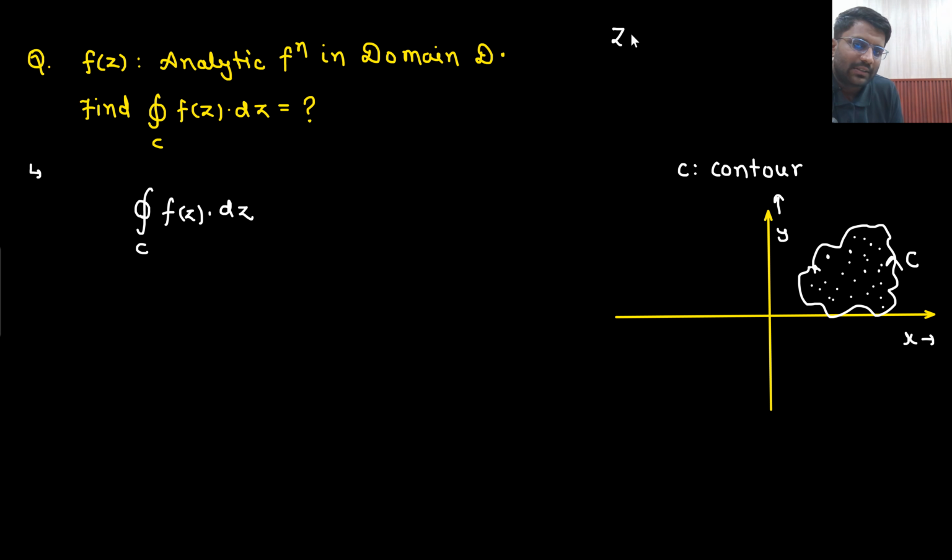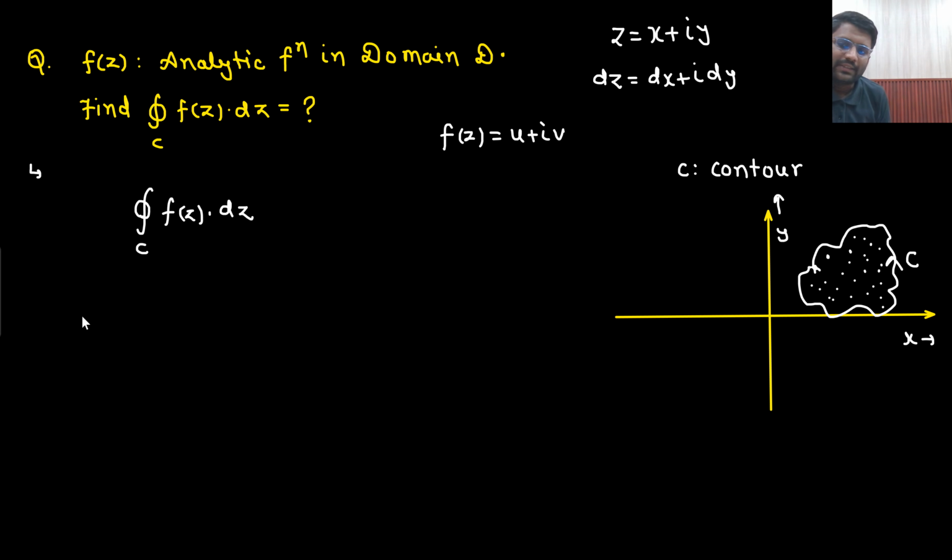What is your z? I already know z is x plus iota y. So what will be your dz? dz would be nothing but dx plus iota dy. And what is your f of z? f of z is nothing but u plus iota v. So let's write down all these things: f of z is u plus iota v.